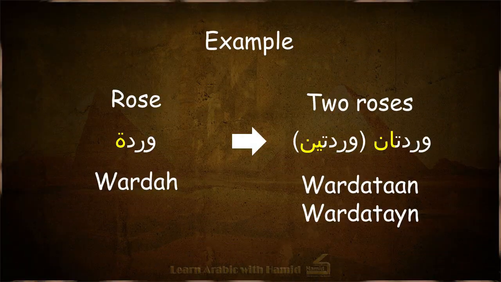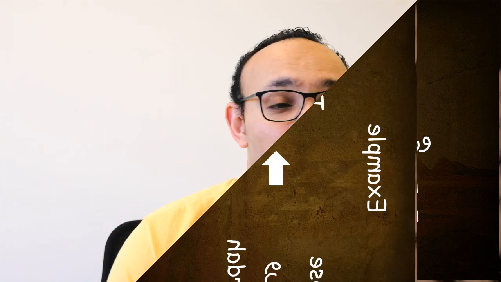This is a female word, and warda, a rose, ends with this Ta Marbuta, and it's pronounced as ha, warda. So, if you want to transform it into the dual, as we said, you will say wardahin. No, it's not like this. As you hear, it's very difficult to pronounce.